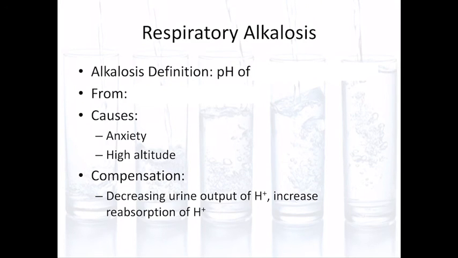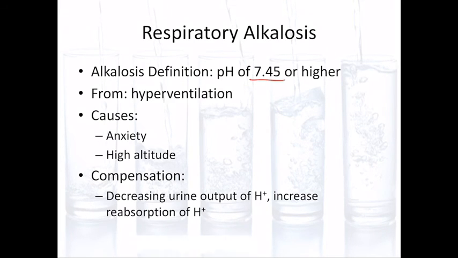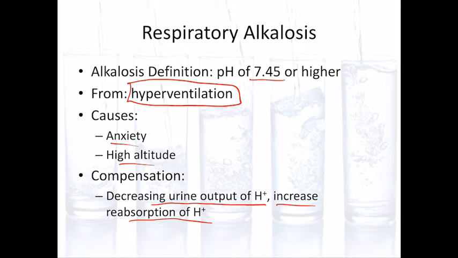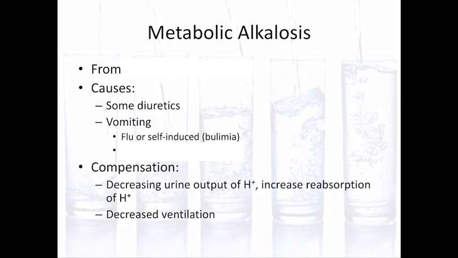Okay, now the two alkalosis problems. Respiratory alkalosis. Alkalosis is defined as a pH of 7.45 or higher. Respiratory alkalosis is too much breathing, hyperventilation. So it's caused by anxiety, high altitude, we've already talked about that a little bit. So we fix this one by decreasing urine output of hydrogen and increasing the reabsorption of hydrogen. All right, so we bring more hydrogen back. Again, this is not corrected for by the lungs because the lungs are the problem, only corrected for by the urinary system.